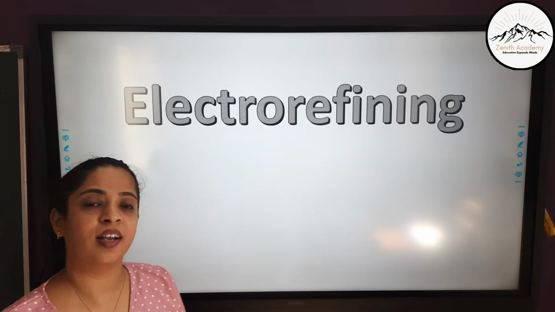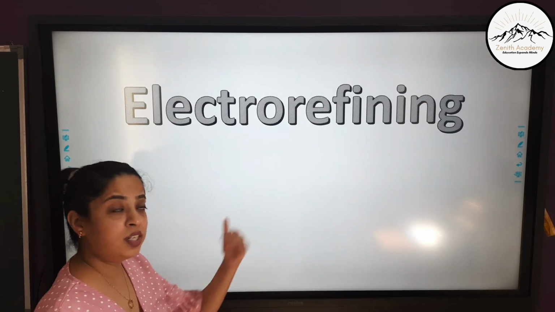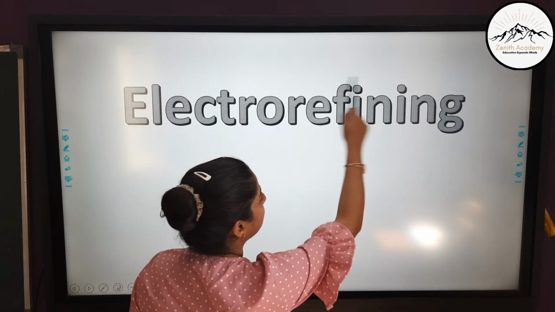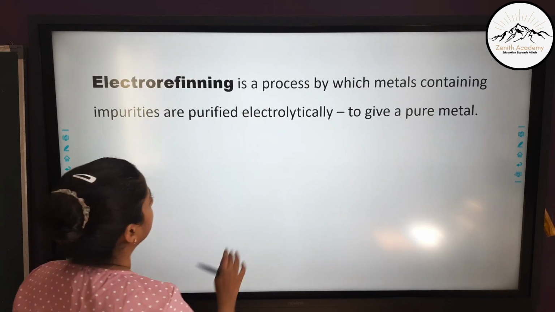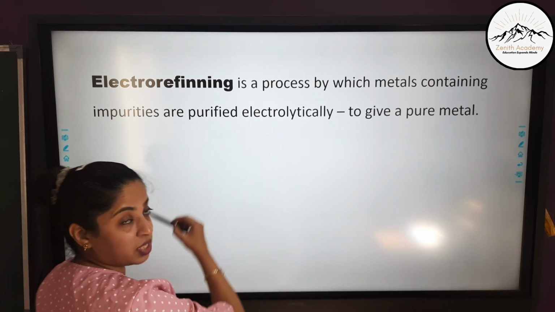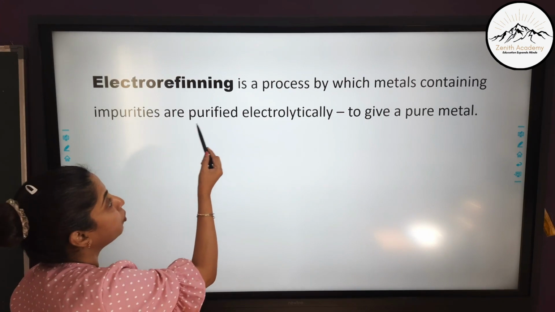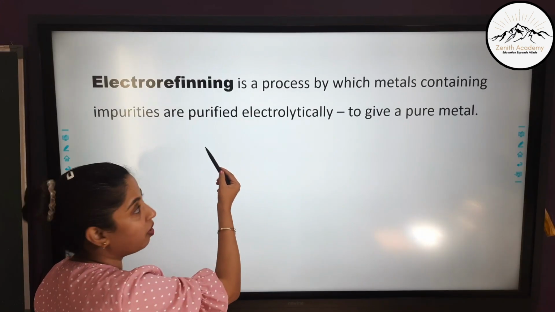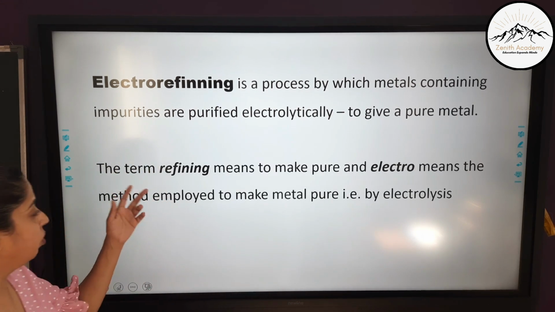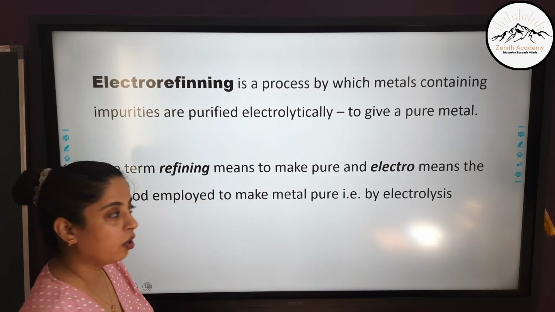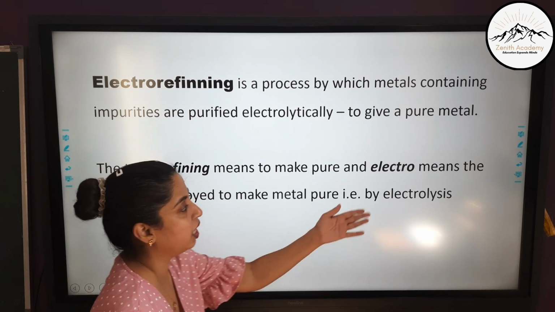Now let's go ahead and learn the second process, that is electrorefining. The word itself tells us many things: refining, that is purification with the help of electricity. Electrorefining is a process by which metals containing impurities are purified. How are they purified? Electrolytically, to give a pure metal. So the term refining means to make pure, and electro means the method employed to make the metal pure, that is by electrolysis.